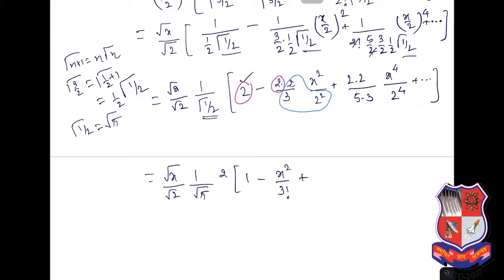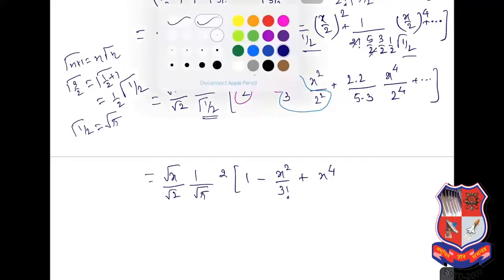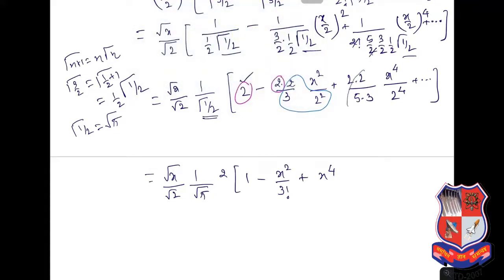Then plus this is x power 4. Now we have taken 1 2 outside, this 2 outside, what remains here is this much. So 1 2 is cancelled, so this is 2 power 3, 8, 3 and 5, 5 3 is 15 into 8, 120, 120 we can write as 5 factorial, and so on.